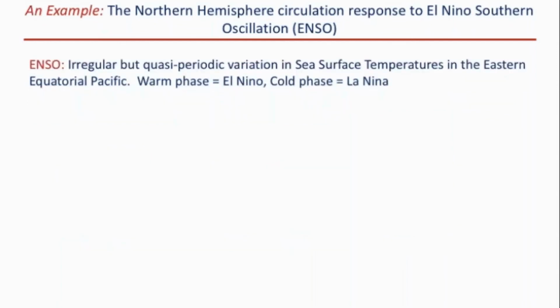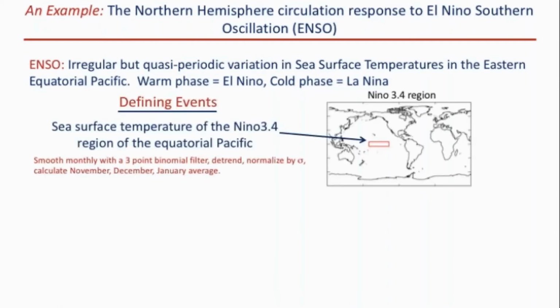So as you're probably all aware, ENSO is our kind of dominant mode of variability in the coupled ocean atmosphere system. It's an irregular but quasi-periodic variation in sea surface temperatures in the equatorial Pacific. Most people are familiar with the warm phase, known as El Nino, and then the cold phase, known as La Nina. And so we typically define ENSO events based on sea surface temperatures in a region in the equatorial Pacific.